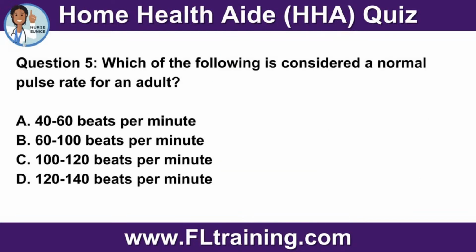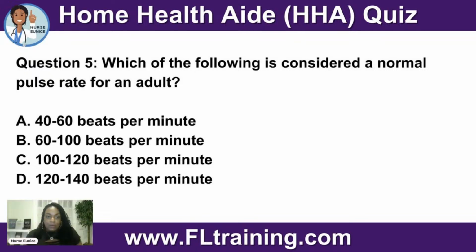Question number 5, which of the following is considered a normal pulse rate for an adult? Is it 40 to 60 beats per minute, 60 to 100 beats per minute, 100 up to 120 beats per minute, or 120 up to 140 beats per minute? What is the normal pulse rate for an adult?